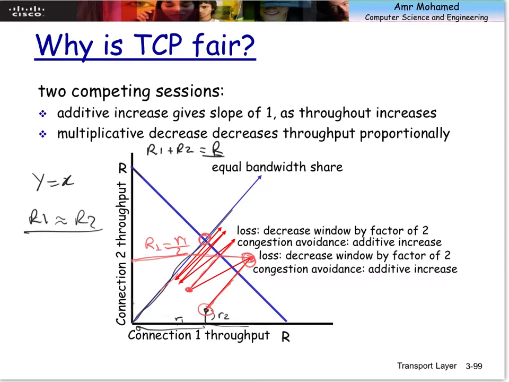So that they both get closer. If you start from two different numbers and keep dropping them by half, eventually they will reach the same number. That's what we're trying to do here. We're trying to get them close to R1 equals R2, close to that line. Imagine. So this is visually done by a simplistic scenario.